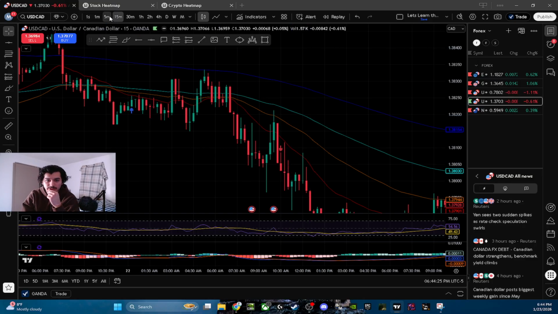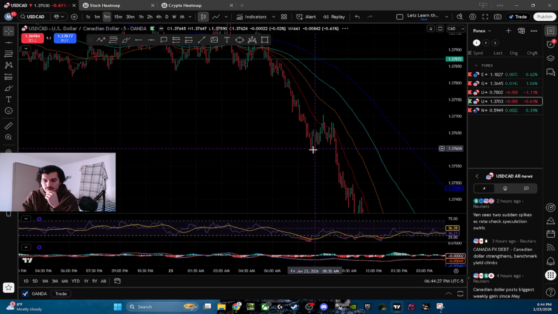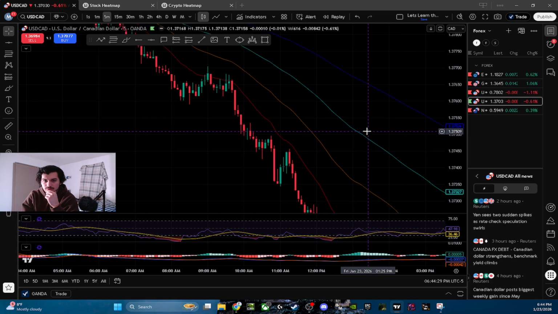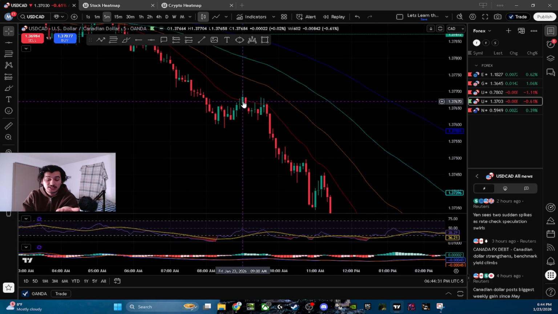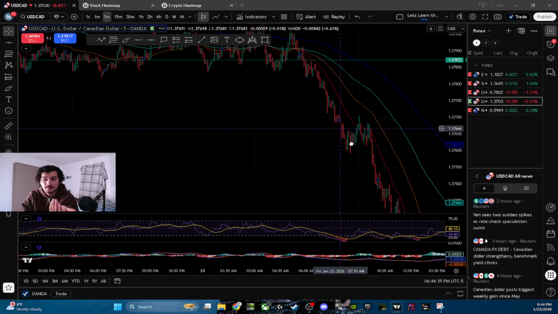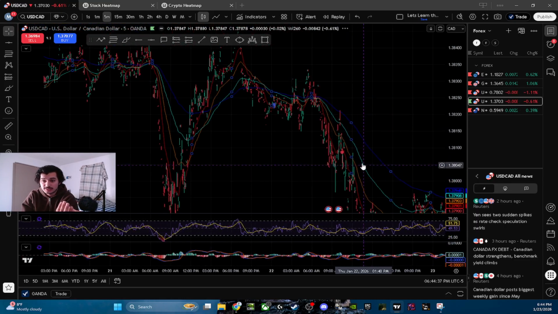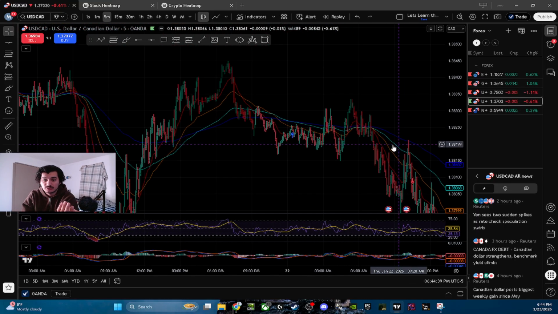Continues going down. On a 5 minute, it rejects off the 20 EMA because it is a lower time frame. But I mean, it's all the same shit.